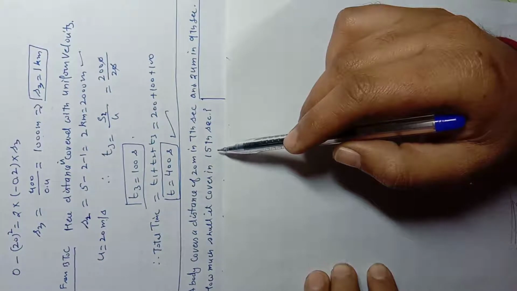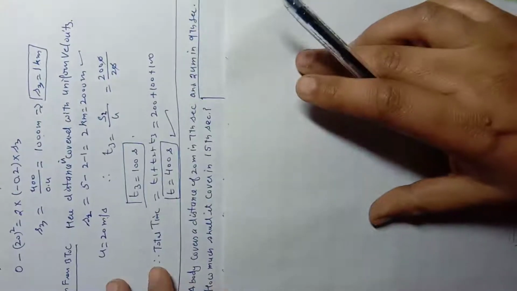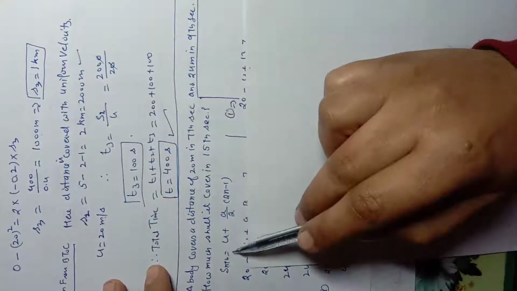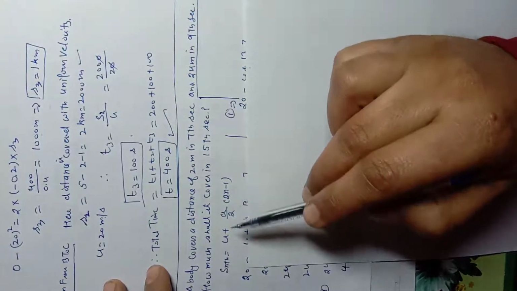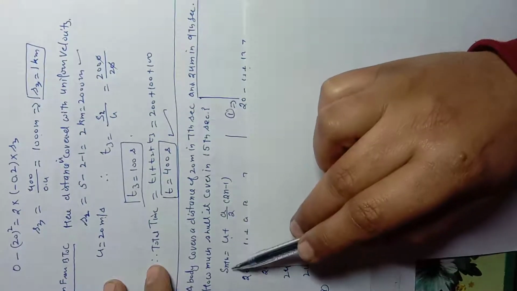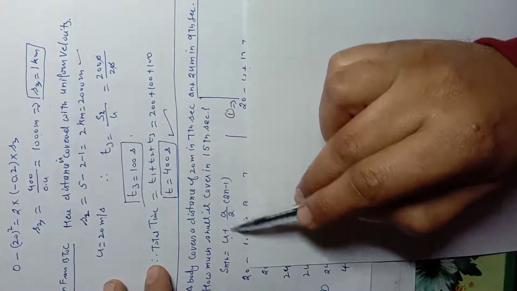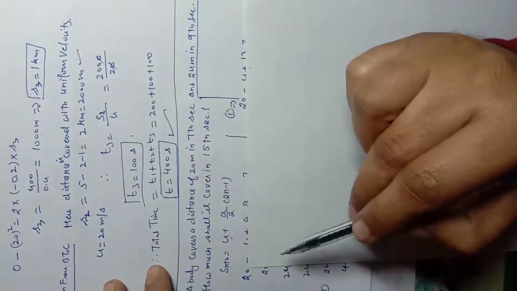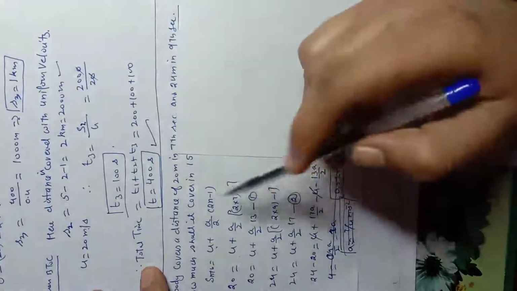So we are using the equation of motion for distance covered in the nth second of the motion. Over here, the equation used will be S nth equal to u plus a by 2 into (2n minus 1). We are not given u and a, and to find S nth we need both. So first we will find u and a using the data given to us.